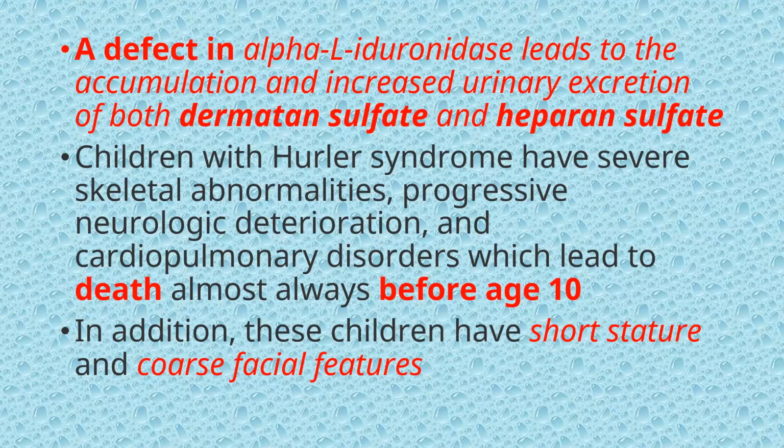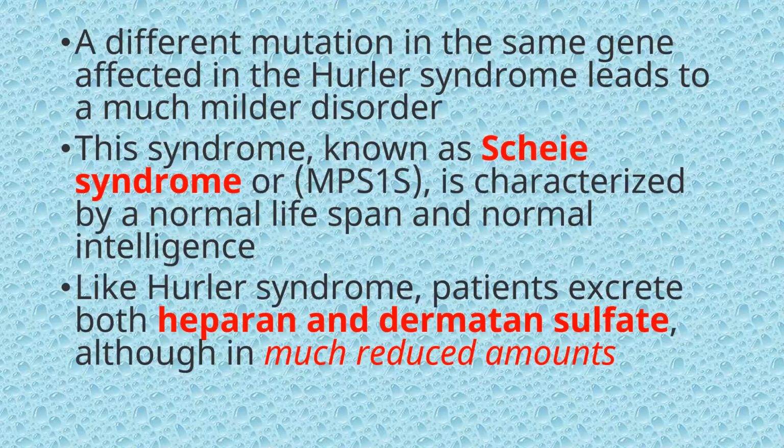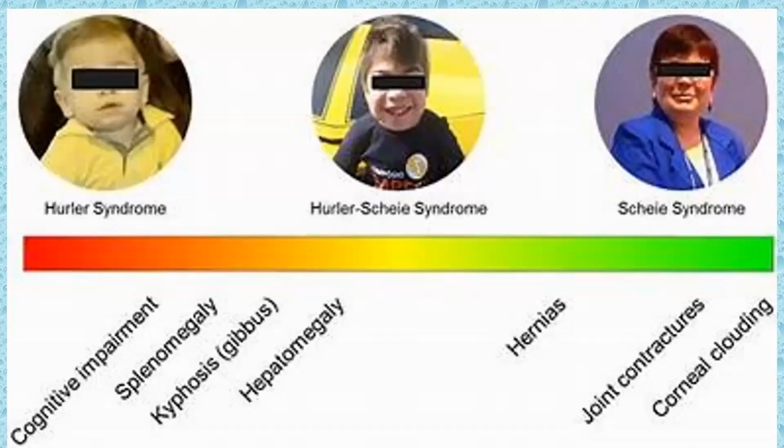A different mutation in the same gene affected in Hurler's syndrome leads to a much milder disorder. This syndrome is called Scheie syndrome. It is characterized by a normal lifespan and normal intelligence. Scheie syndrome patients excrete heparan and dermatan sulfate, although in much reduced amounts. And these are photographs of various cases of Hurler's syndrome, Hurler-Scheie syndrome, which is less aggressive than Hurler's, and Scheie syndrome. And you have to look below. These are the abnormalities you could have with these conditions.